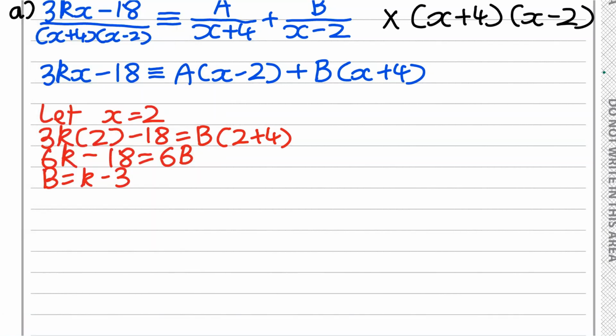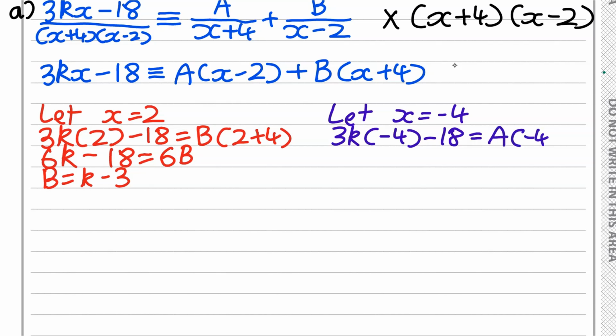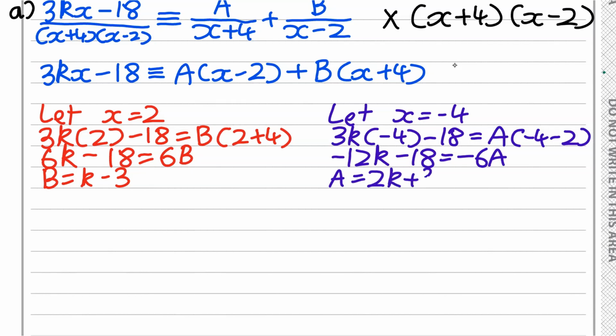And then if we focus on this bracket here, this x + 4, so if we let x equal -4, this b term will go away as x + 4 will be equal to 0. So it's going to be 3k times -4, minus 18, is equal to a, and then it's going to be -4 minus 2. So 3 times -4 is going to be -12. So it's going to be -12k - 18 is equal to -6a. And then divide both sides by -6. So we get a is equal to 2k + 3.